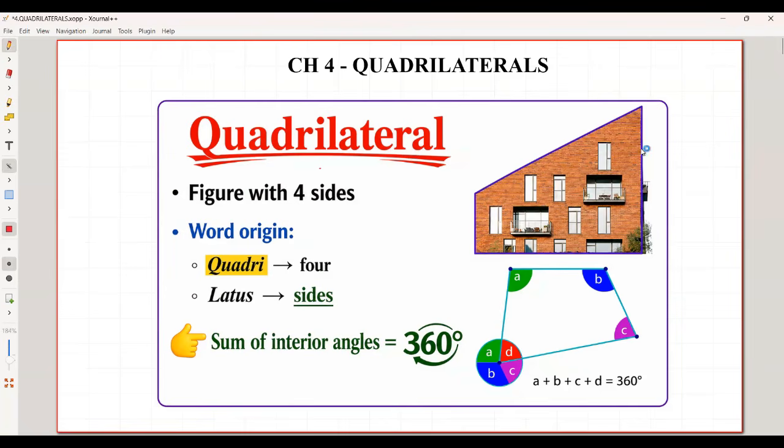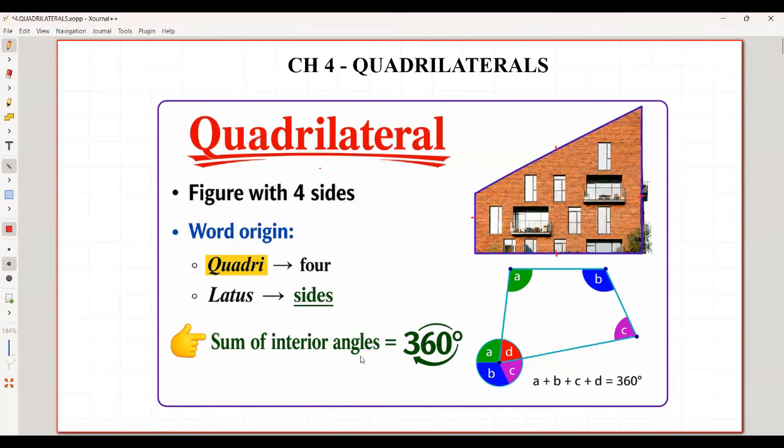For example, this is one of the examples I have taken. This building is constructed with 4 sides. This is the first side, 1, 2, 3, 4 sides. A figure with 4 sides is called a quadrilateral. Quadri means 4, lateral means sides.